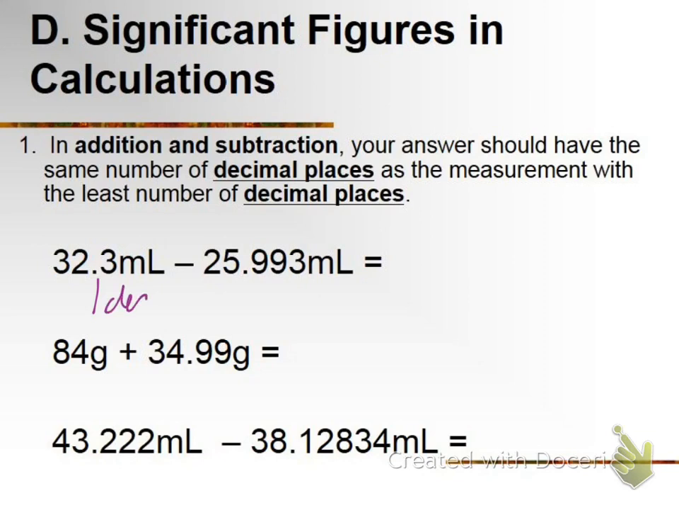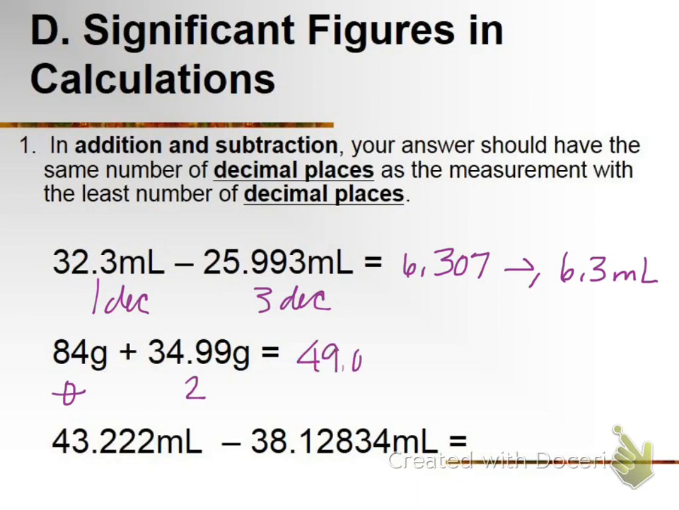This has 1 decimal. This has 3 decimals. So when I put my answer down, I'm going to put it in 3 decimals. So this comes out to be 6.307. And so when I round that to 1, it would be 6.3 milliliters. Get in the habit of putting your units down. This one has 0 decimals, and this one has 2. So when I do this, I get 49.01. So I would write that as 49 grams. So that's how you do that.